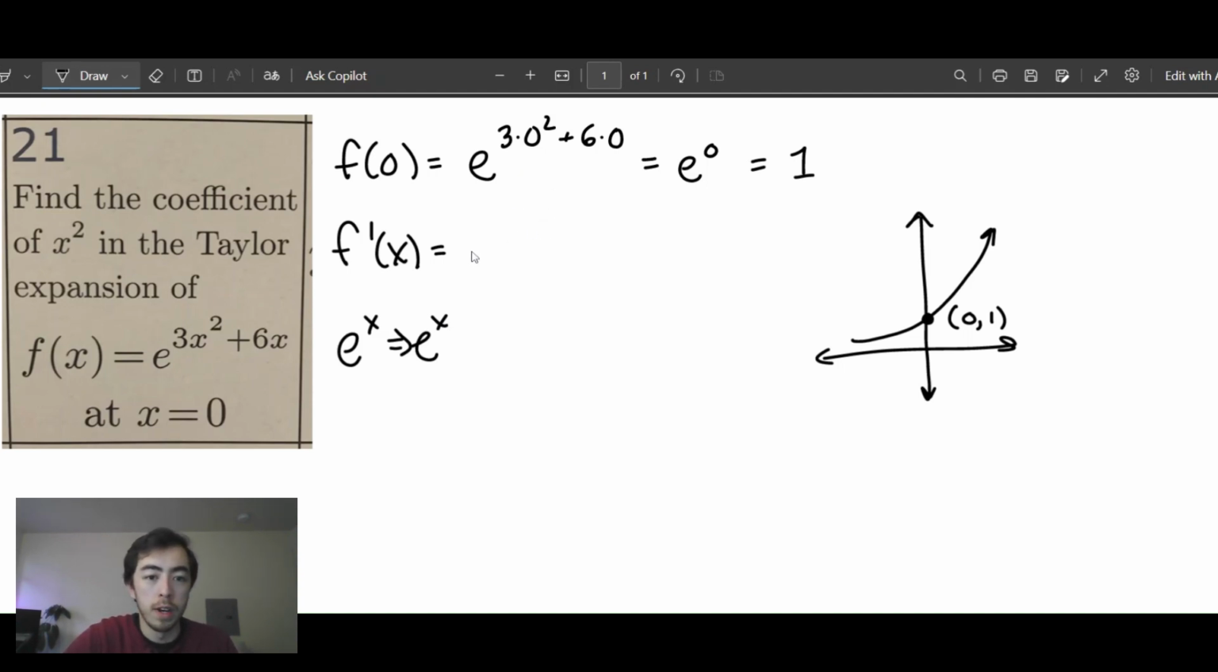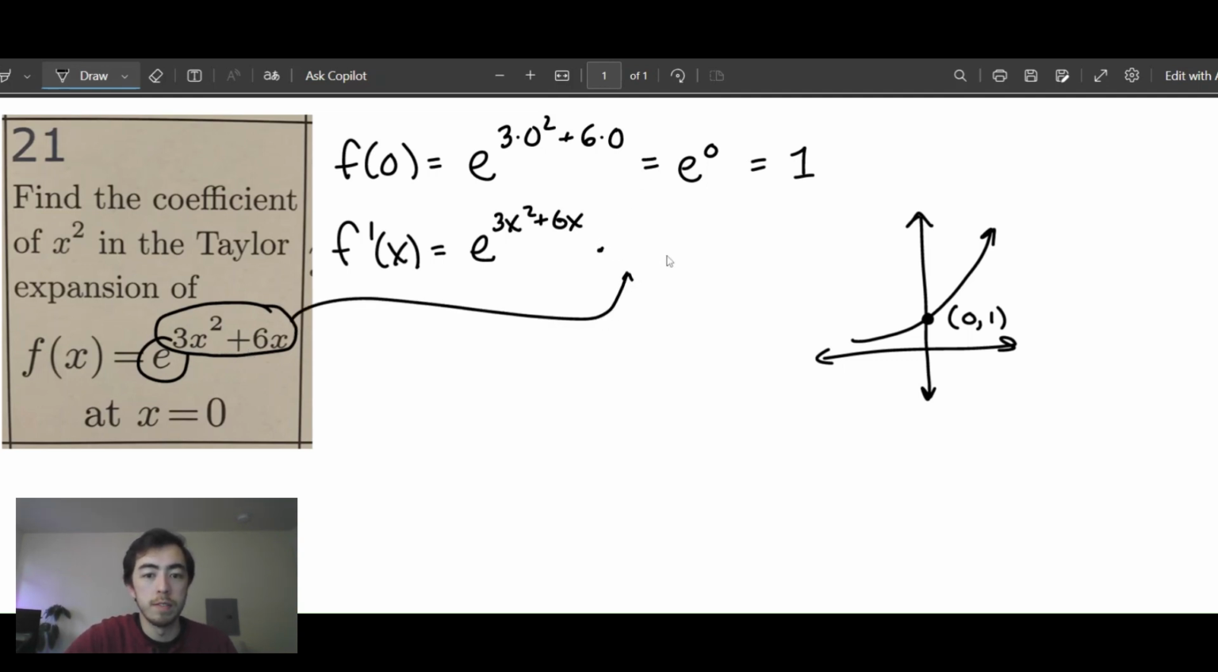So for my derivative, I'll do e to the 3x squared plus 6x. And then the derivative rule, called the chain rule, just states that once you have a function on the inside of another one, you need to multiply by the derivative of the inside function.